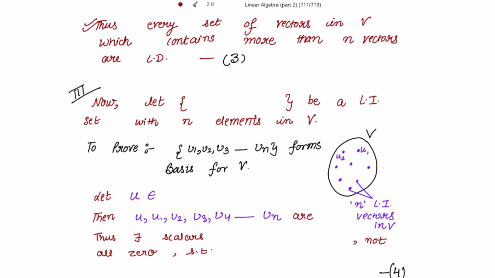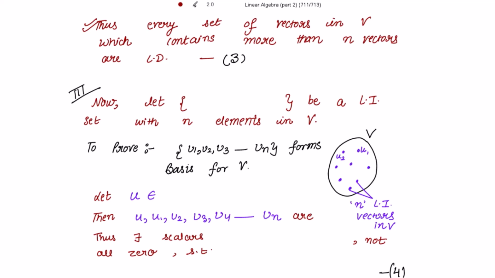Okay, first I will explain this diagram. This is a vector space V, and I'm choosing U1, U2, the purple color elements, the number of elements n, and it is given to us that this set is linearly independent vectors in V. So if I'm having n linearly independent vectors in V, this forms the basis for V. This now is required to prove.